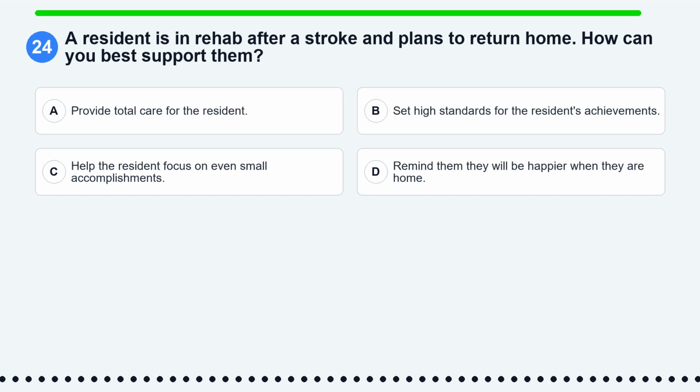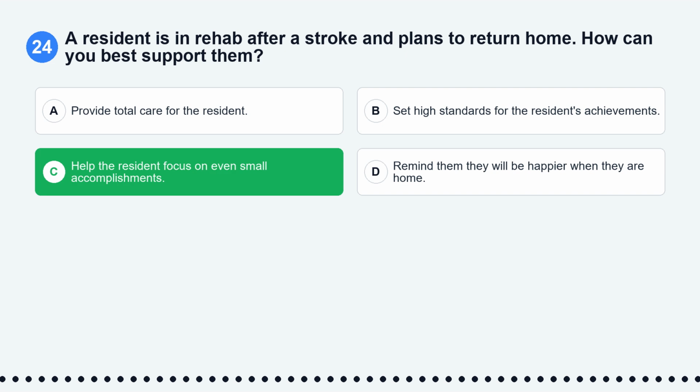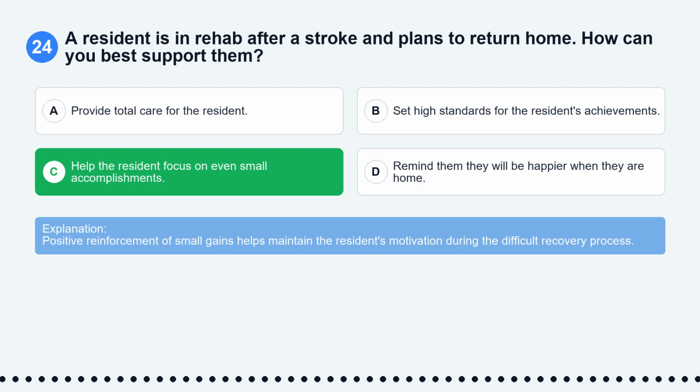Question 24. A resident is in rehab after a stroke and plans to return home. How can you best support them? Option A, provide total care for the resident. Option B, set high standards for the resident's achievements. Option C, help the resident focus on even small accomplishments. Option D, remind them they will be happier when they are home. The correct answer is option C, help the resident focus on even small accomplishments. Positive reinforcement of small gains helps maintain the resident's motivation during the difficult recovery process.